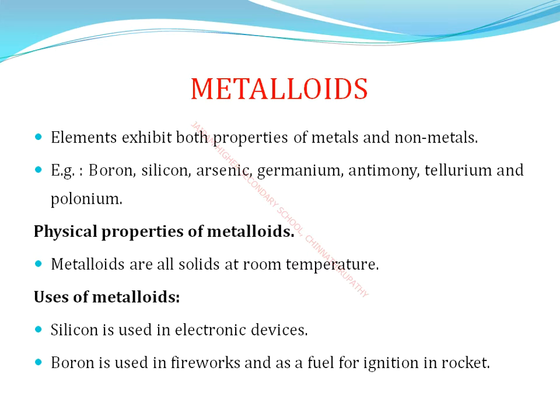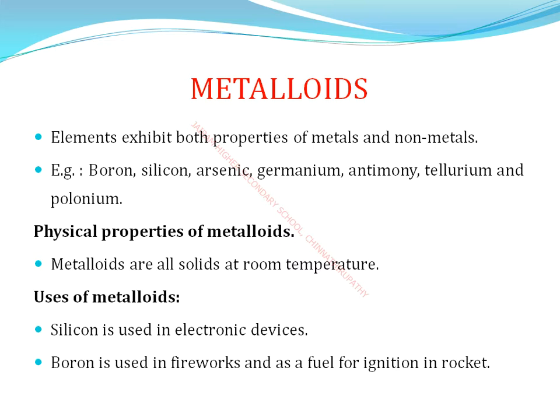What is the physical property of metalloids? All the metalloids mentioned here are solids at room temperature. So they don't have other states, that is liquids or gases. For example boron, silicon and arsenic are also known as semiconductors, that is semi-metals.